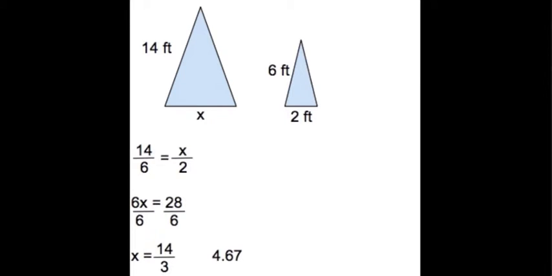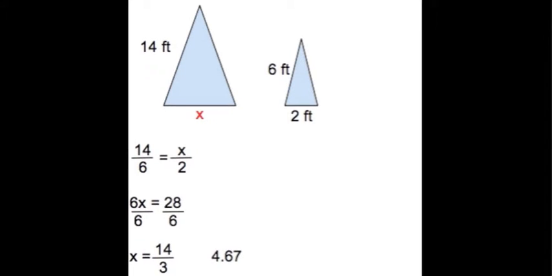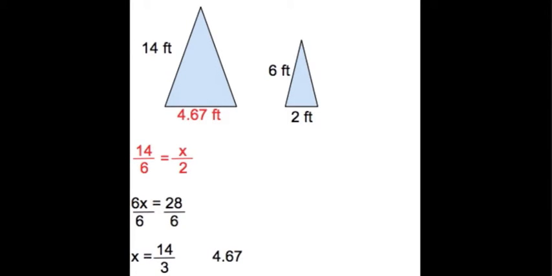This simplifies to 14 thirds, which as a mixed number would be 4 and 2/3, or as a decimal would be 4 and 67 hundredths. This represents our missing side length from the first triangle. So the length of that side would be 4 and 67 hundredths feet. This was the proportion that we wrote originally to solve.